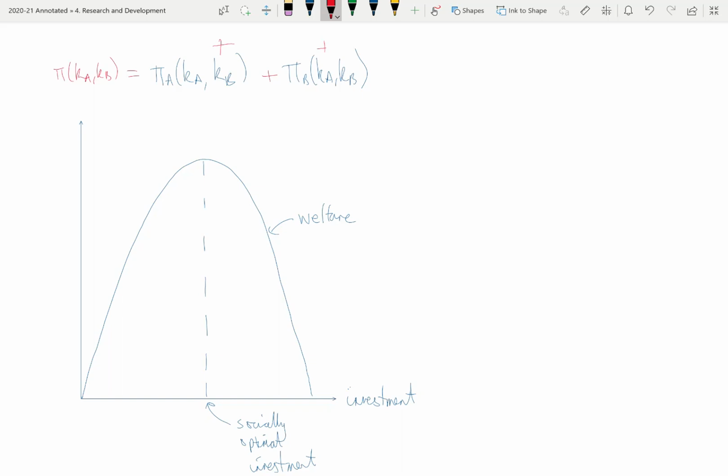We've internalized the externality, and now there's going to be a higher level of investment because the benefit to the firms together is more than the benefit to the firm doing the investment. So what effect is this going to have?